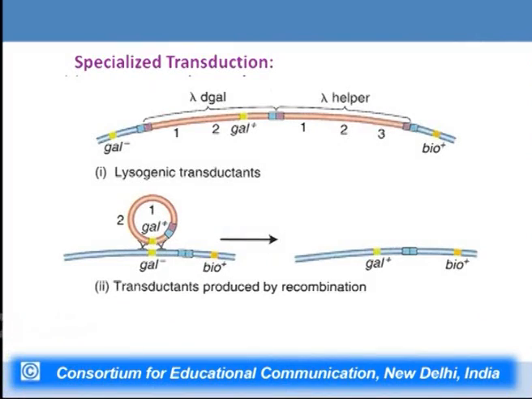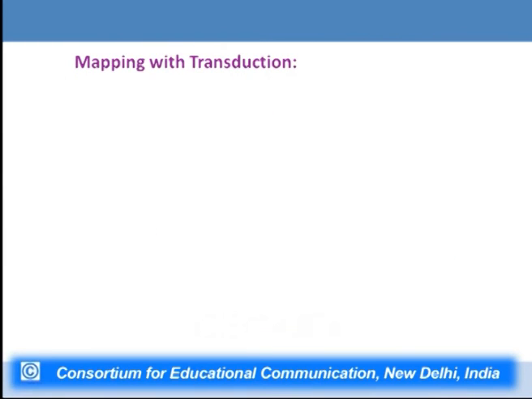Now, this particular figure shows how a double lysogen can be produced. A lambda D gal is already inserted or integrated into the bacterial chromosome, and a new lambda which has all the genes comes and gets integrated into the bacterial chromosome, leading to a double lysogenic condition. Such double lysogens can produce lysates at a very high frequency. Now, how do we carry out gene mapping of the bacterial chromosome with the help of transduction?